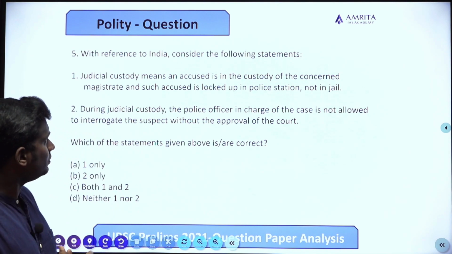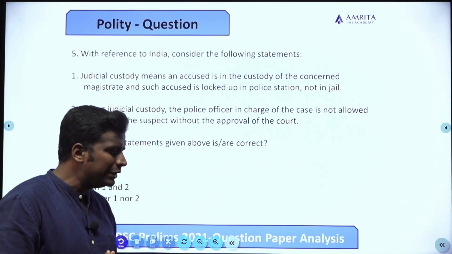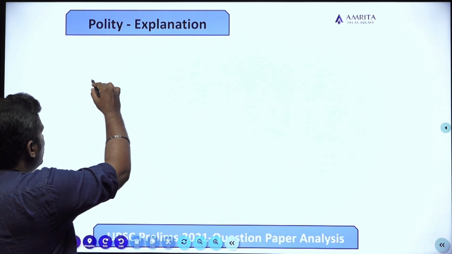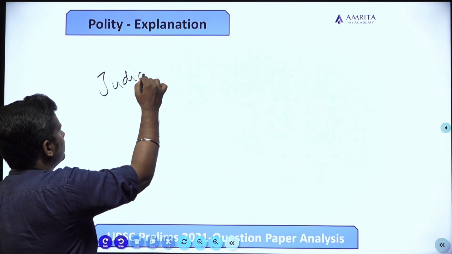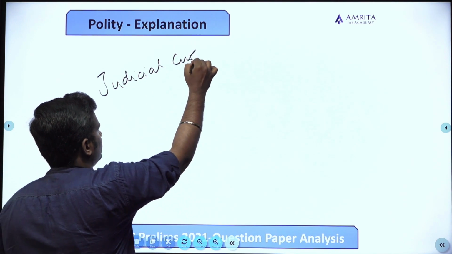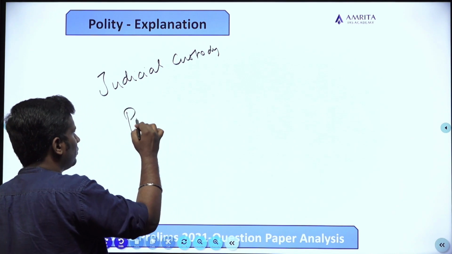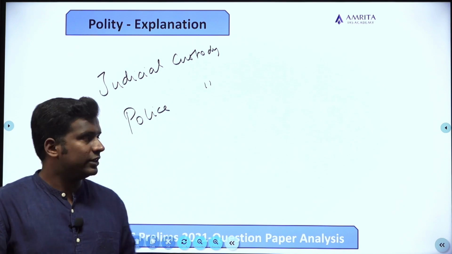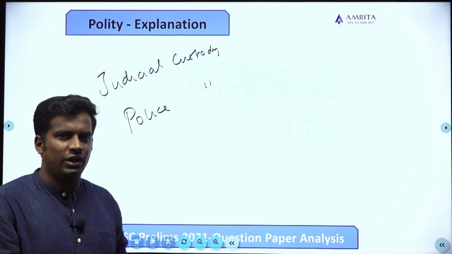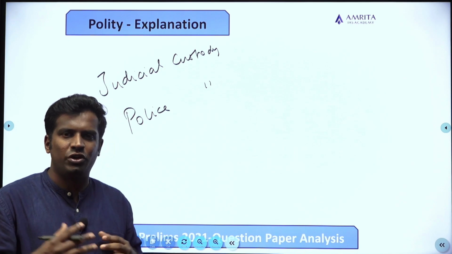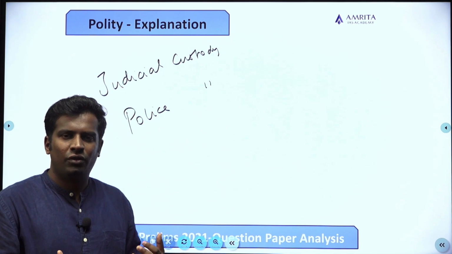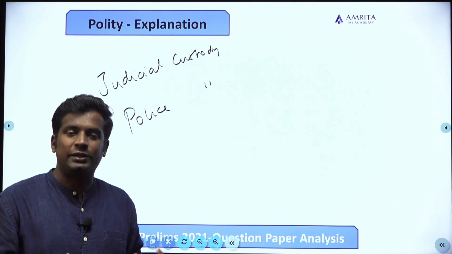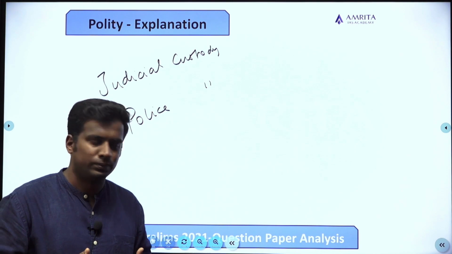So looking at this question, let's talk about judicial custody. We are familiar with the term judicial custody, and that is also police custody. There are two kinds: judicial custody and police custody. When you are under the custody of the police, when you are placed in the police station, that is what we say as police custody. When you are put in jail, that is known as judicial custody.